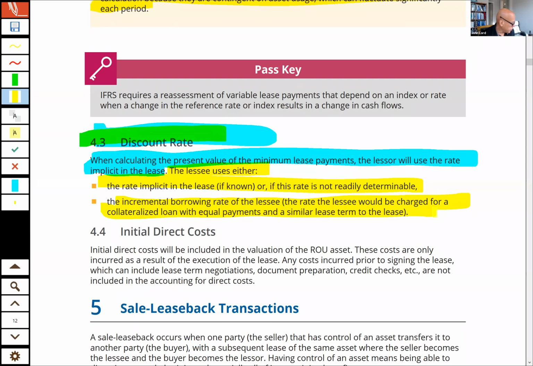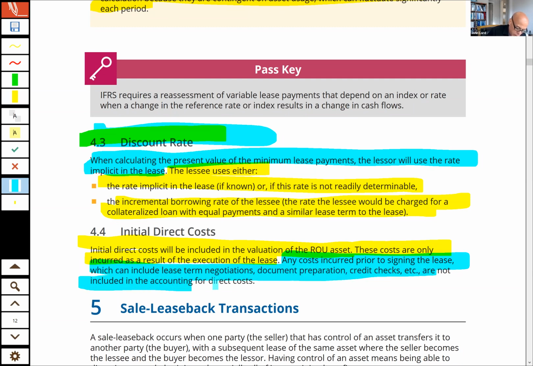Now you come over and let's look at these initial direct costs. Okay, and we're going to use the initial direct costs in the calculation of the right of use asset. These costs are only incurred as a result of the execution of the lease. Any cost incurred prior to signing the lease is going to be expense. It's not going to be included. For example, they make you pay for a credit check.